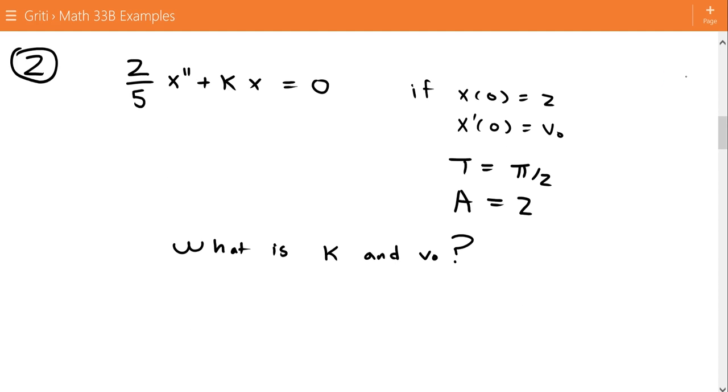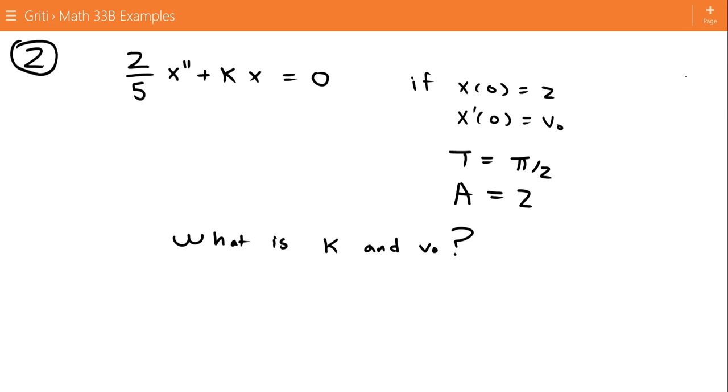We have the differential equation 2/5 x double prime plus kx equals 0, and this describes some sort of simple harmonic motion. We're told that our initial position is 2, and our initial derivative of the position is equal to the initial velocity. We're told that the period of the motion is pi over 2, and the amplitude is equal to 2. We want to know what the spring constant k is and what the initial velocity v naught is.